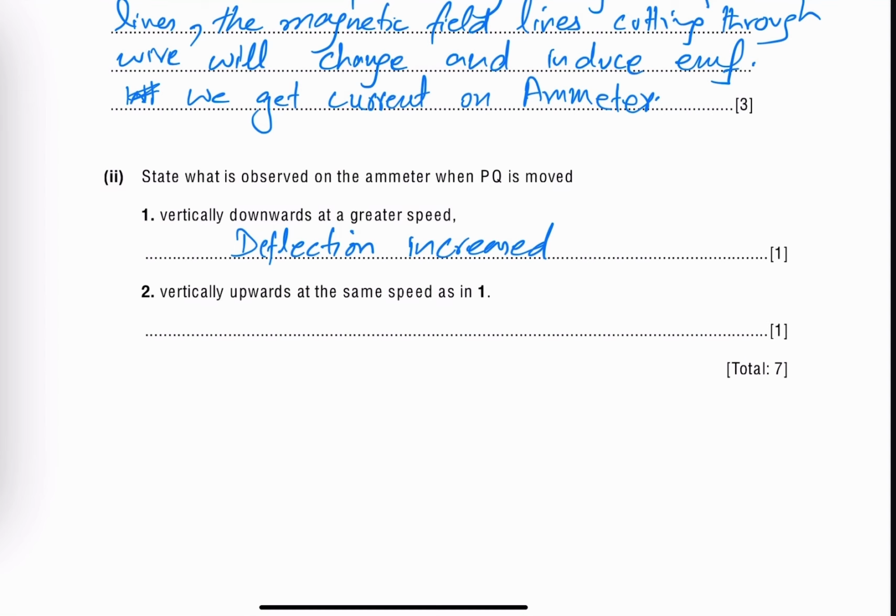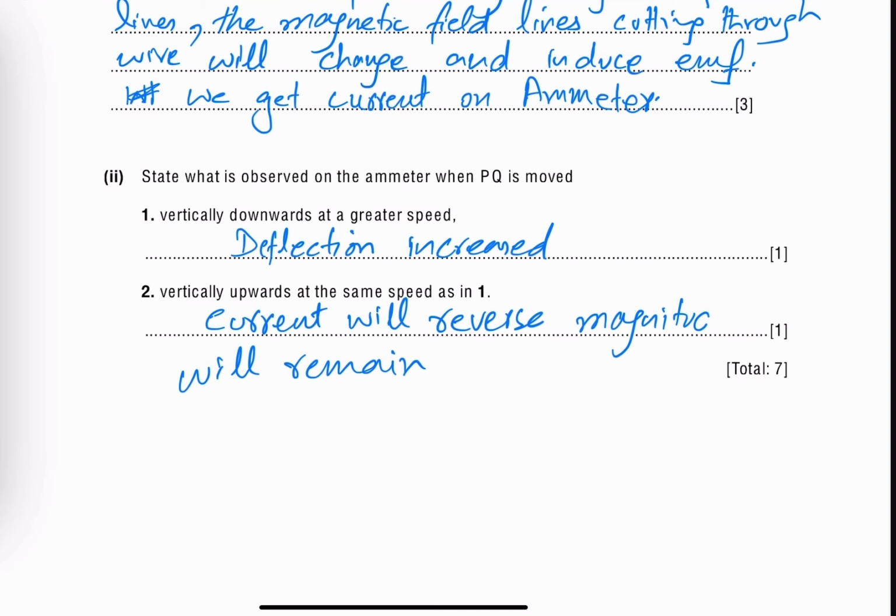Now moving the wire vertically upward at the same speed, the magnitude is the same and the direction is opposite. So the current will reverse. Okay, or you can write deflection. Okay, this is a digital meter, so we can't say deflection. The current will increase and the current will reverse, and the magnitude will remain the same because the speed is the same.